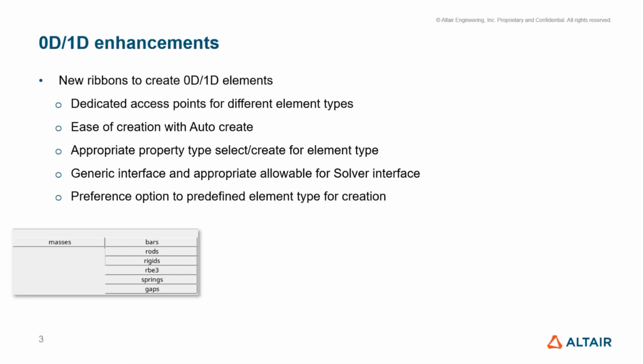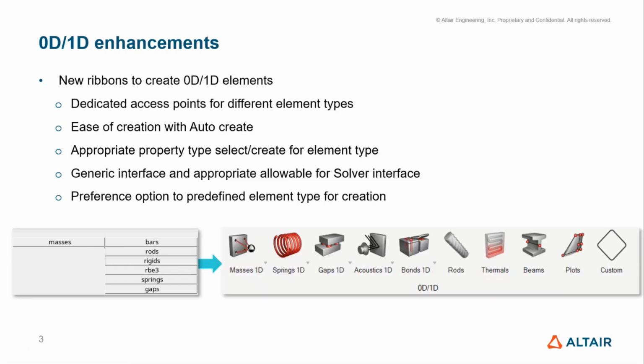Now as part of this enhancement, we have dedicated access points for different element types, and they have been segregated appropriately based on the engineering terminologies as well. And we do have the auto create. Auto create comes in handy when the user wants to reuse the existing property, or use the same property for multiple creation of elements. That helps a lot in ease of creation.